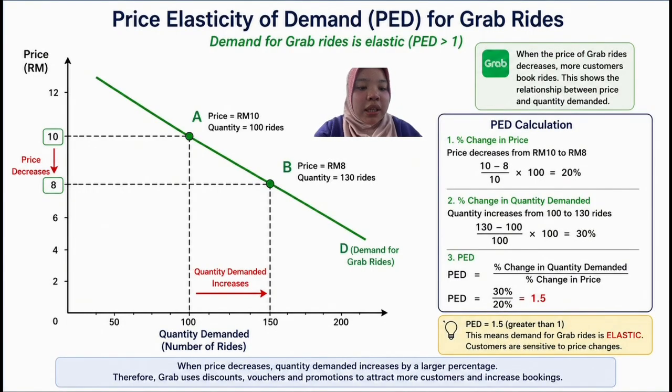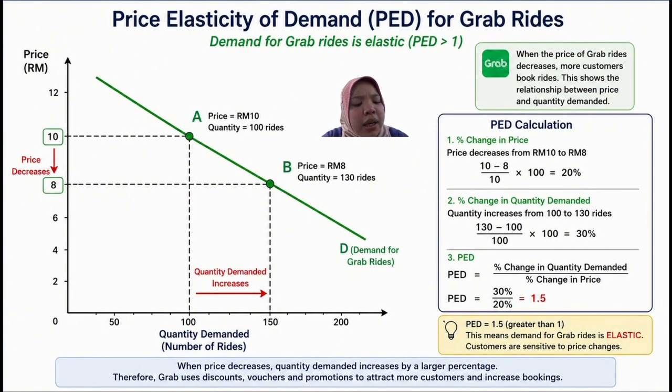This graph shows the demand curve for Grab rides. The demand curve slopes downward from left to right, indicating an inverse relationship between price and quantity demanded. At point A, the price of a Grab ride is 10 ringgit and the quantity demanded is 100 rides. When the price decreases to 8 ringgit, consumers are more willing to use Grab because it becomes more affordable. As a result, the quantity demanded increased from 100 rides to 130 rides, moving to point B on the same demand curve. This movement from point A to point B is called an extension of demand, which occurs when the price of a product decreases and quantity demanded increases.